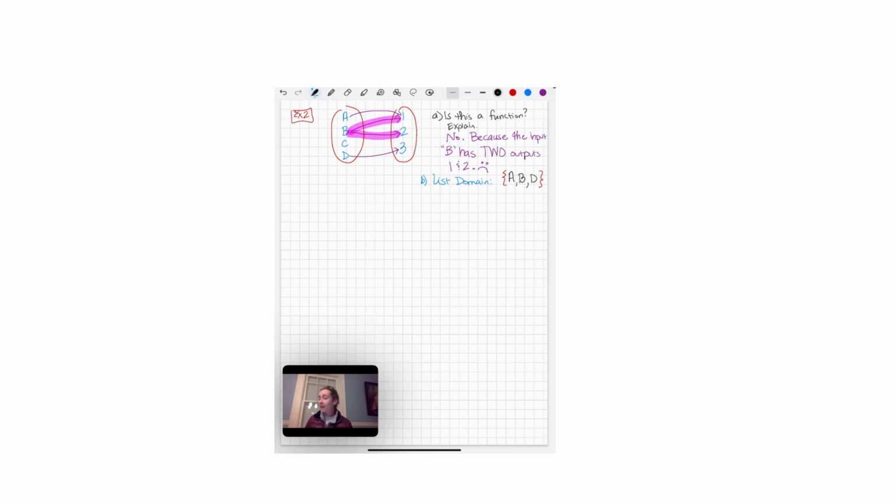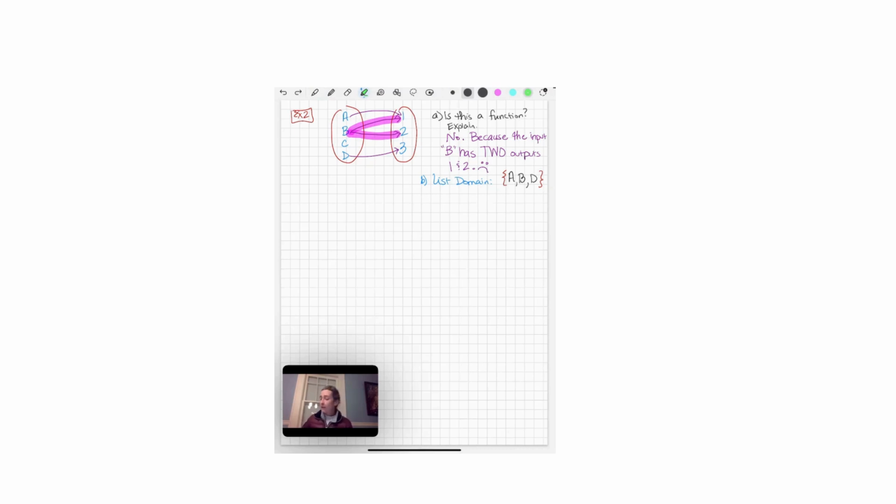For this one, our domain just has three objects, three elements, A, B, and D. So we totally leave out C because she's not matched with anybody. She's floating in the input bubble, but because she doesn't have a pairing, we do not list her in the domain. She's just hanging out there. So we just list those three.